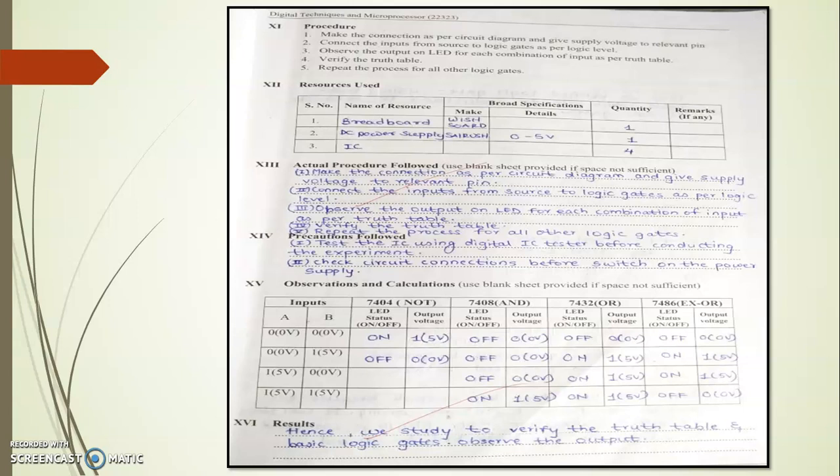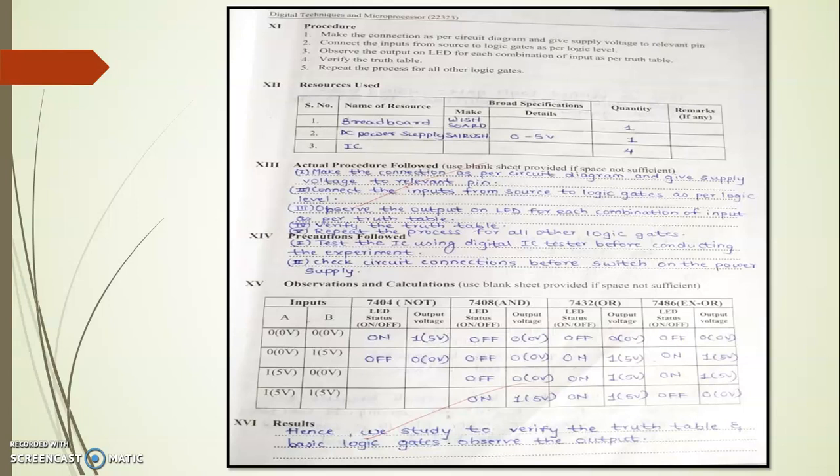Now you have to do the actual procedure. In the actual procedure, you have to connect the circuit diagram with the power supply. Each and every gate you have to follow. In the input, 1 means on and 0 means off. You can see this in the observation and calculation.